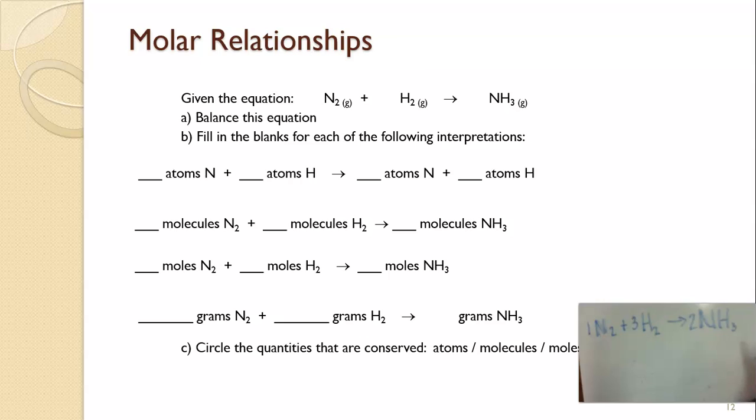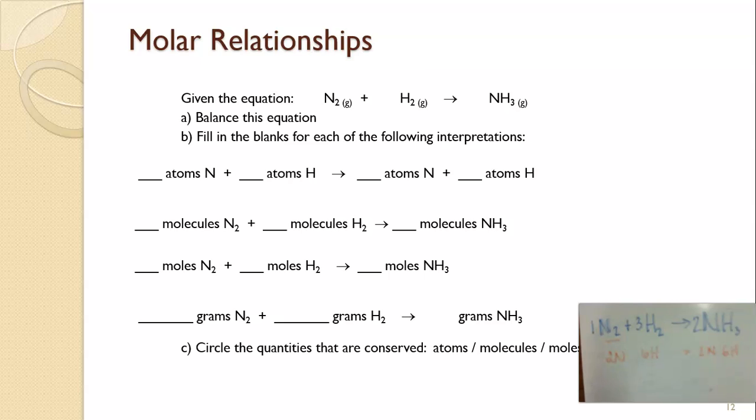So how many atoms of nitrogen do I have? How many atoms of hydrogen? How many atoms of nitrogen and hydrogen in the product? Well, looking at just atoms here, let me get a different color. Looking at just atoms, there's 2 nitrogen atoms, 6 hydrogen atoms. On this side of the equation, I have 2 nitrogens and what? 6 hydrogens. So that hasn't changed, okay? That's conserved. Atoms don't change.